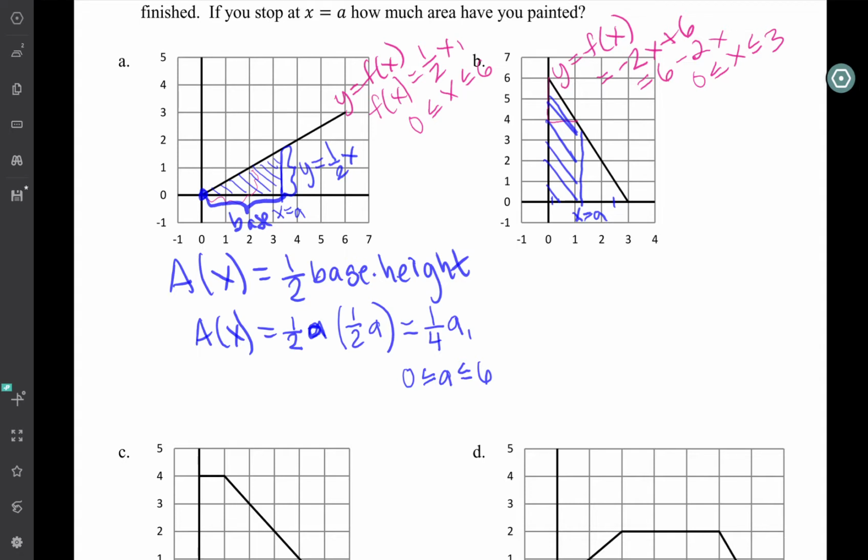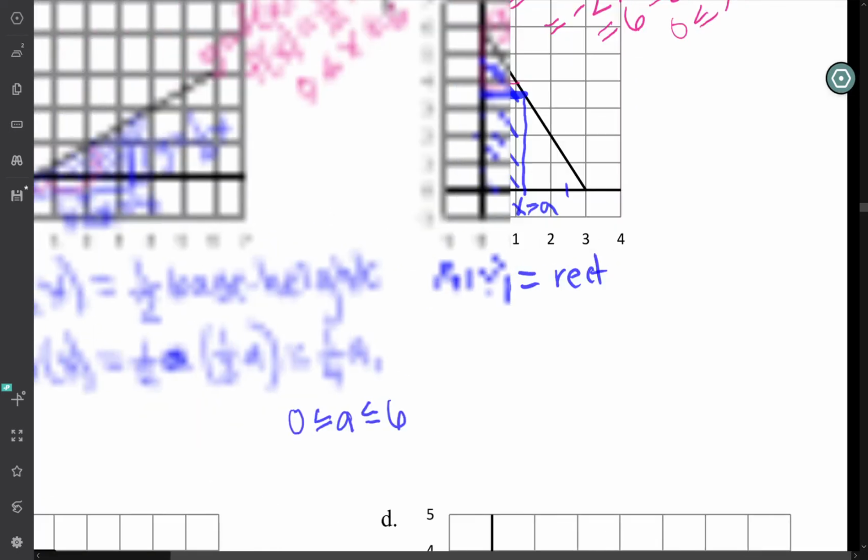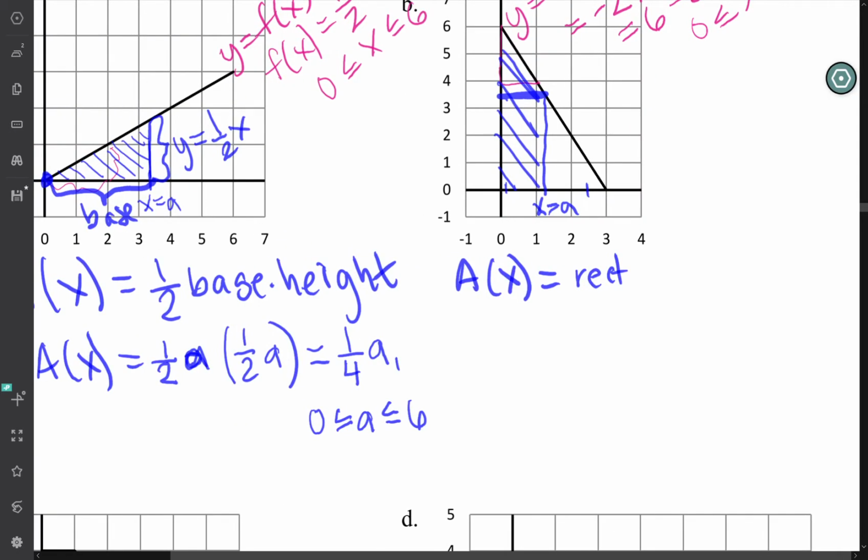Okay, so no matter what, even if we make it wider or skinnier, we're going to get a trapezoid. And you can use trapezoid formulas if you know them, but I generally just split that into 2 pieces and say, well, that's a rectangle and a triangle. So I'm going to say that my area function is the area of the rectangle plus the area of the triangle.